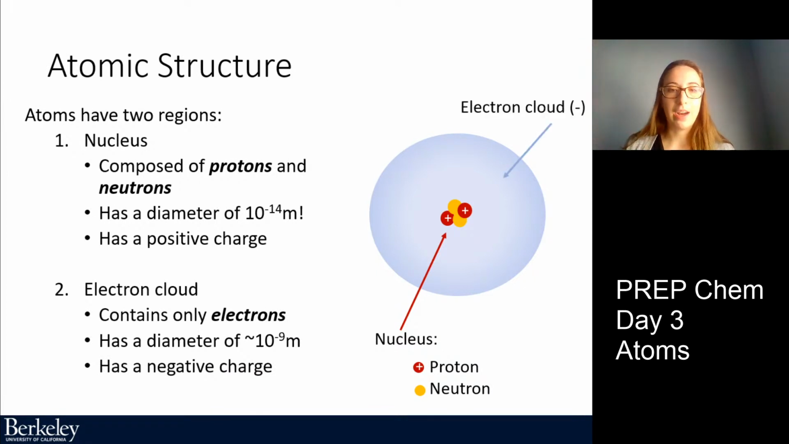And then we also have the electron cloud. The electron cloud contains only electrons. It's actually 5 orders of magnitude larger than the nucleus, with a diameter of around 10 to the minus 9th meters. And it also has a negative charge because it's only composed of the negatively charged electrons.